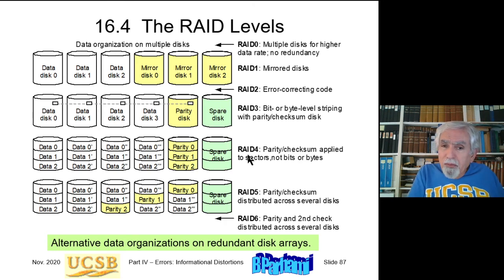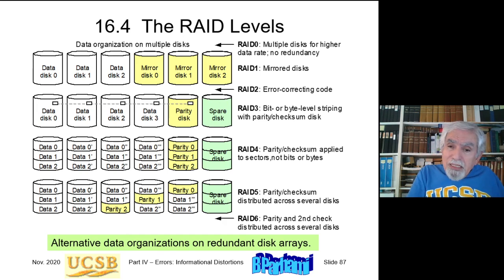So RAID 4 basically removed this bottleneck. RAID 5 removed this bottleneck by not putting all the parities on one disk, but distributing the parities. So these 4 blocks have their parities stored here. These 4 blocks, the white ones, have their parities stored here. So parity accesses are also distributed among the disks.